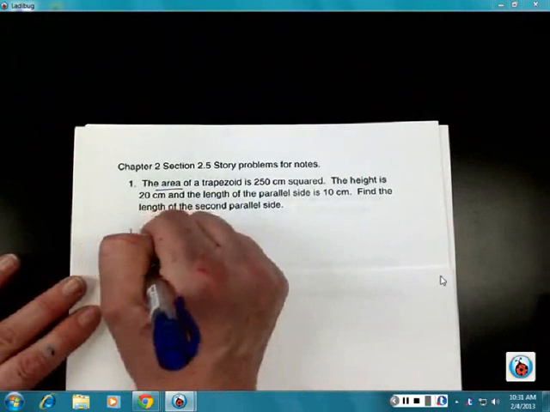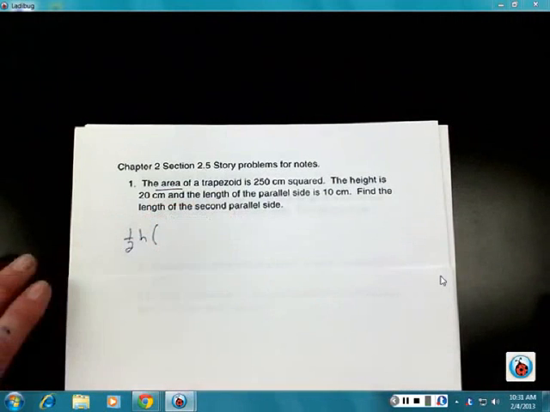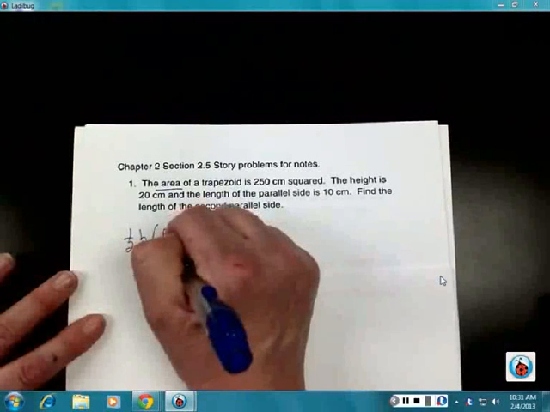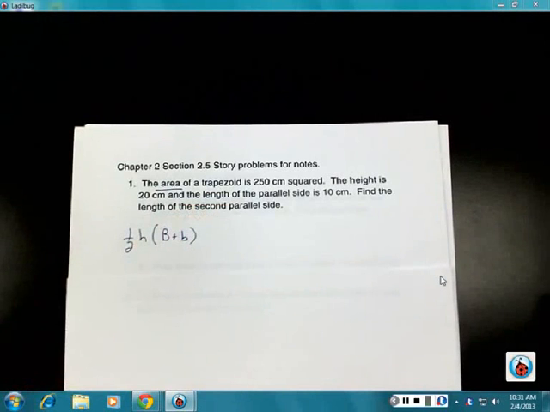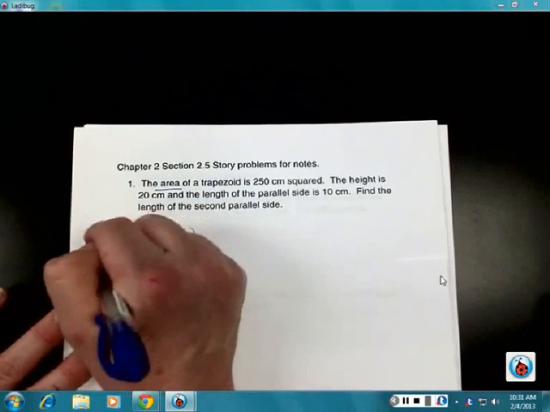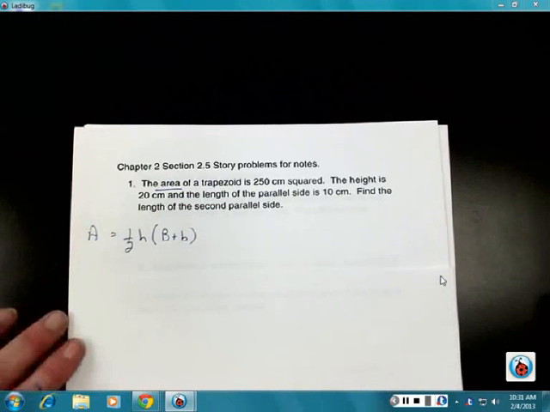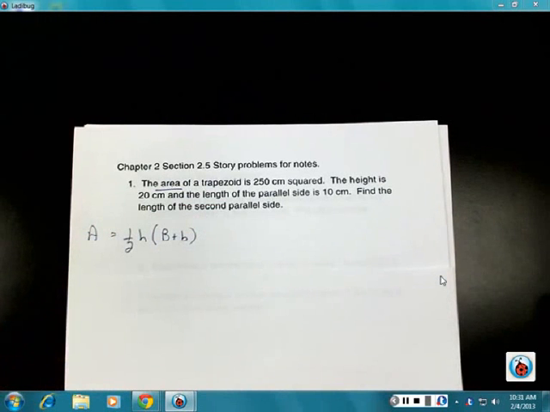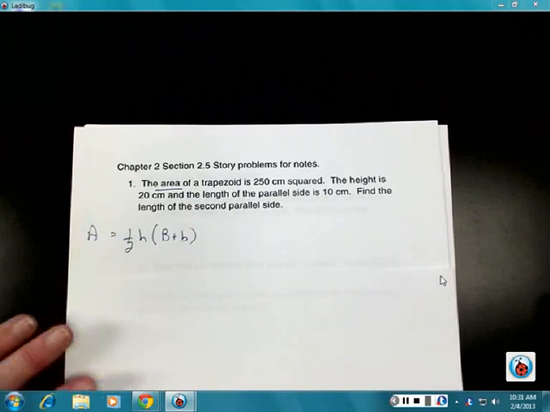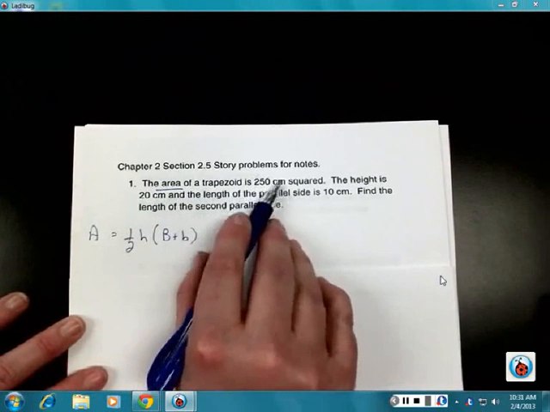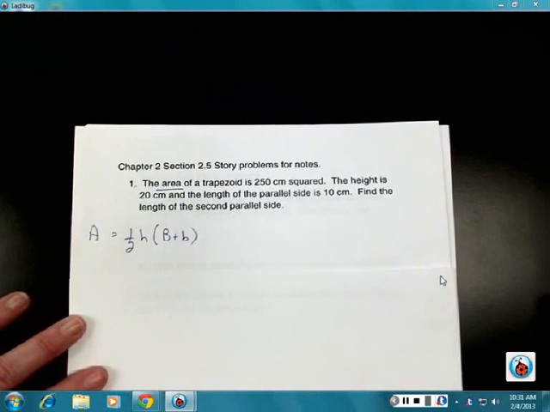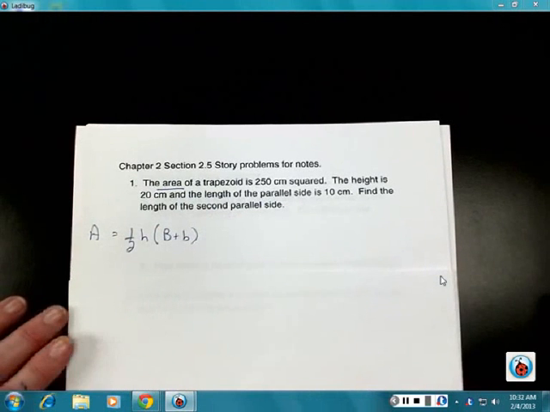1/2 the height times big B plus little b. If you look at a small base and a big base, that's going to end up equaling my area of a trapezoid. Y'all okay with that part? Yep. Okay. So now what my story problem starts telling me, it says the area of a trapezoid is 250 centimeters squared. So where is that in my formula? So I'm going to start plugging stuff in.